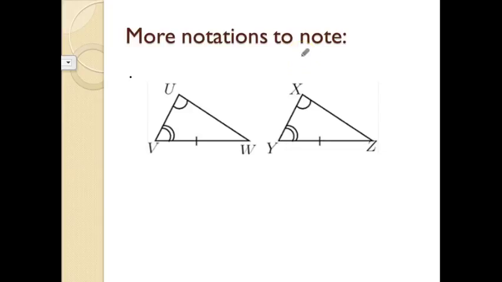So there's different notations. Not only can we use notations for side lengths, but we can also use notations for angle measurements. So let's look at these two sides here. I see that side VW and YZ each have one tick. So that tells us that the side VW is equal to side YZ.